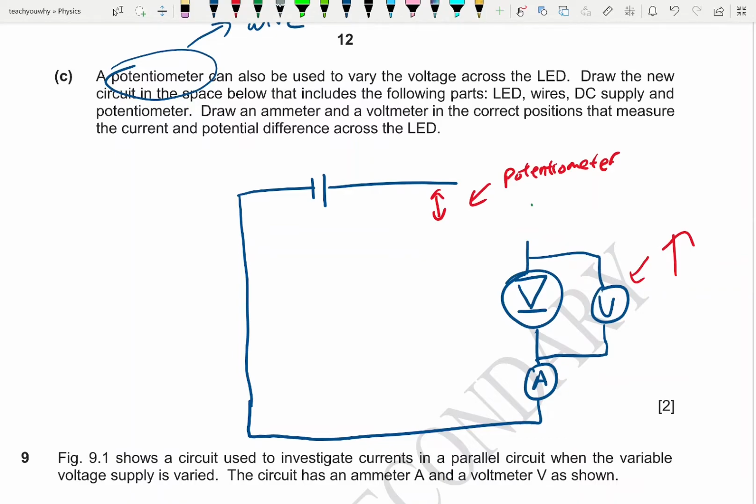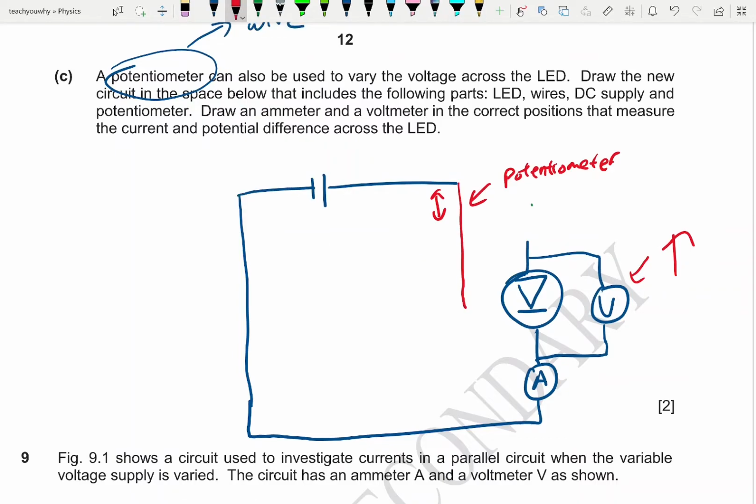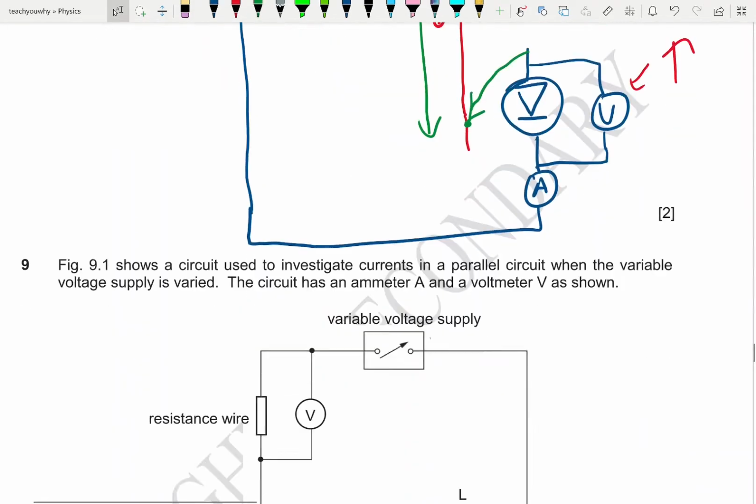And then likewise, I'm able to adjust the wire and put it further down. And then can you see the length now is very, very long. And when the length is very, very long, then the resistance across the potentiometer will be higher, and likewise the PD across your LED will be lower. Okay, so that's how we draw it.